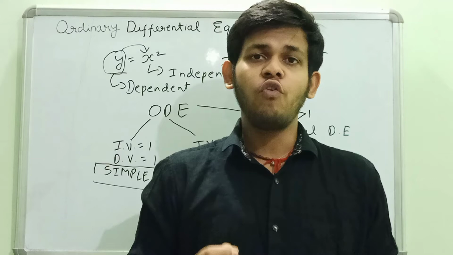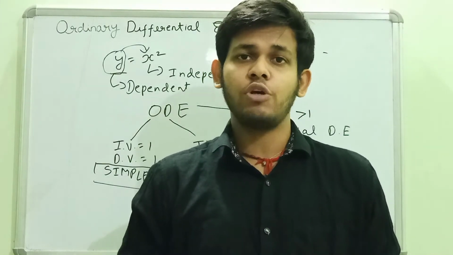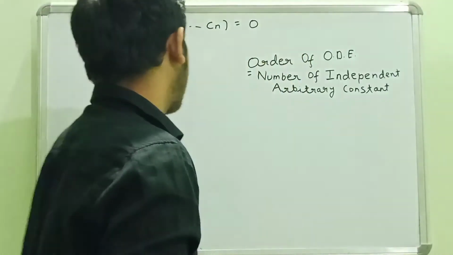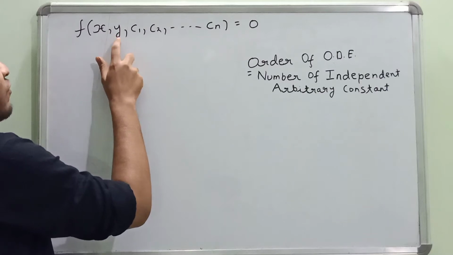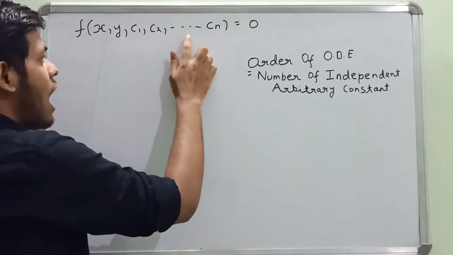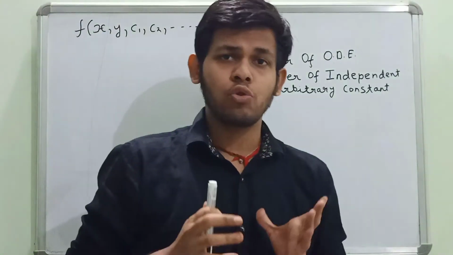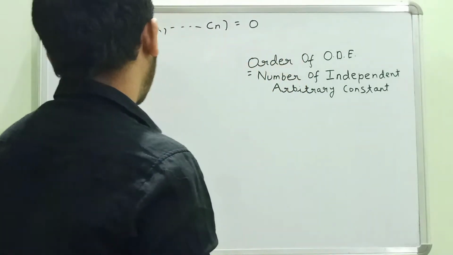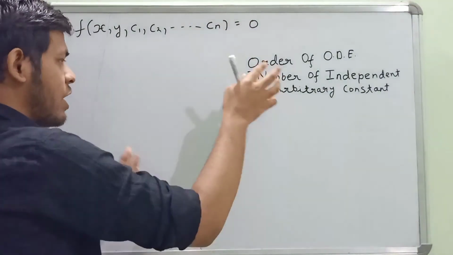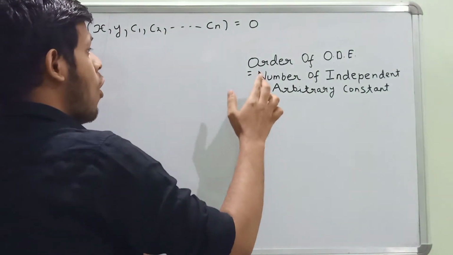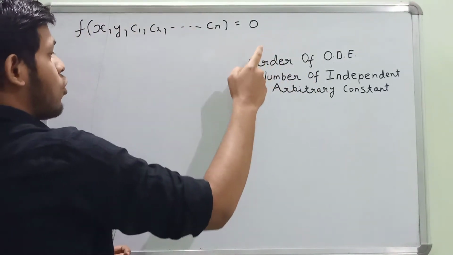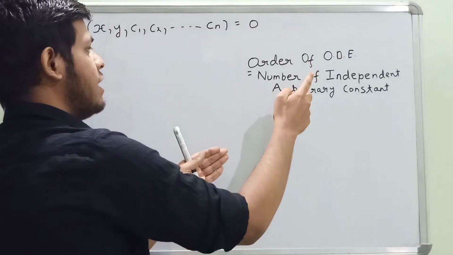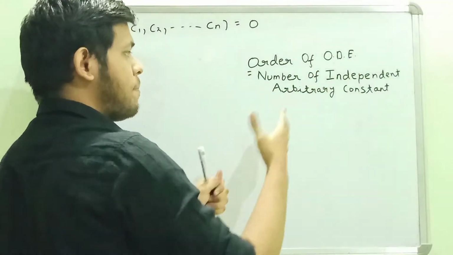Now let me tell you what the order of any differential equation is and how we can form an ordinary differential equation. So suppose we have one equation in terms of the dependent variable, the independent variable, and some arbitrary constants. Arbitrary constants are those constants whose values are unknown to us, right? Suppose from this equation we have to generate our ordinary differential equation. The order of the ordinary differential equation formed from this equation will depend on the number of arbitrary constants. The order of that ordinary differential equation will be equal to the number of independent arbitrary constants.